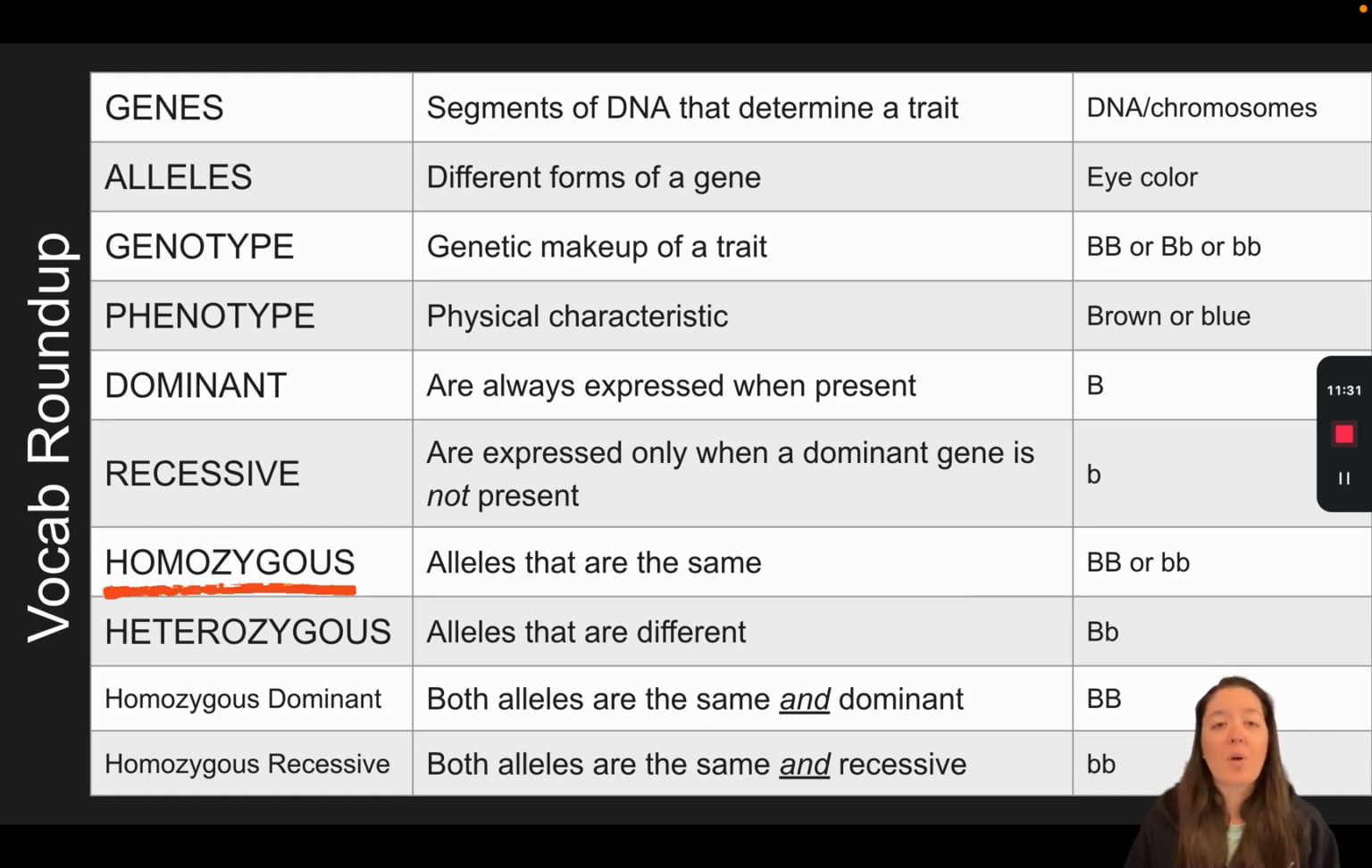Homozygous means both of the alleles are the same, either both big or both little. Heterozygous means the alleles are different, one big, one little. Adding a little bit extra here: homozygous dominant means that it's homozygous, so both alleles are the same, and both of those alleles are big or capitalized because they are dominant. Homozygous recessive means both alleles are the same, but instead of both being dominant, both are recessive, so both are little lowercase letters.